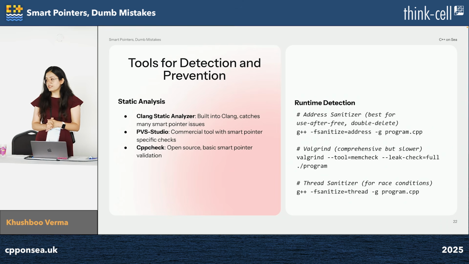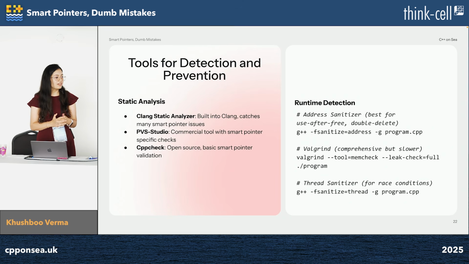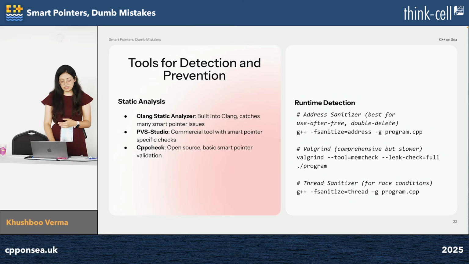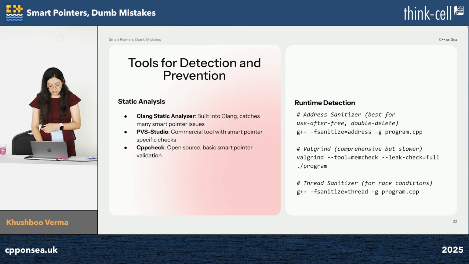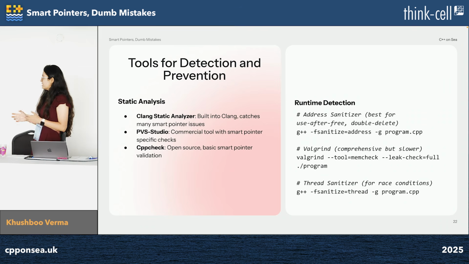And these tools are essential. So if you're running any production system, I would highly encourage you to implement them in your CI/CD pipelines to make sure that we catch issues early on before they happen in production systems. And if you want to do it in the runtime, then there are also certain options on the right side of the screen. The first one is the address sanitizer. I think it is best for use after free or double deletion errors.